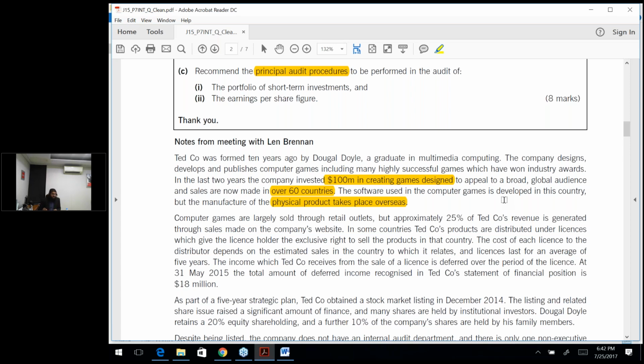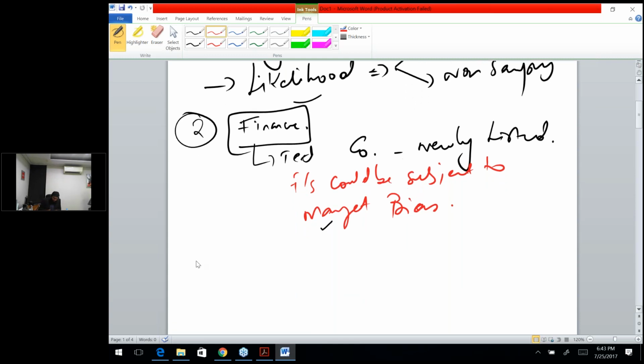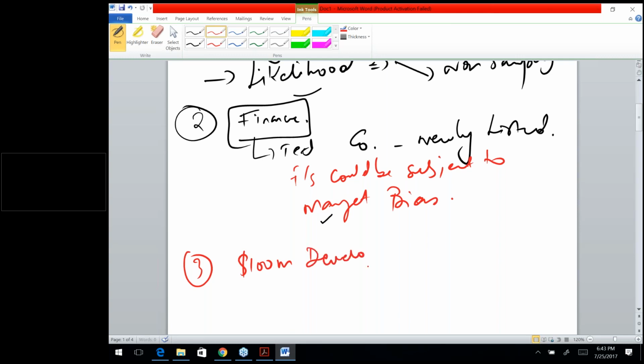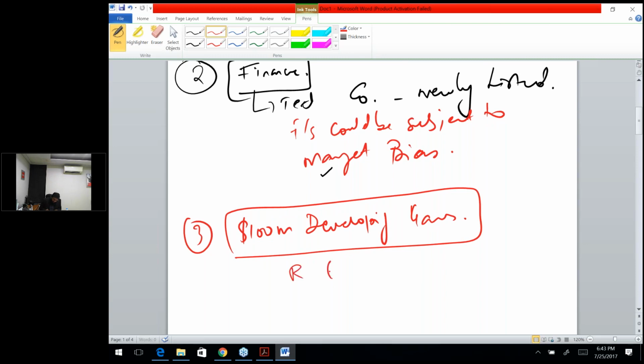So whenever you are dealing with this specific case, if the entity has invested $100 million in developing the games, then this would actually mean that the research and development costs have been incurred.